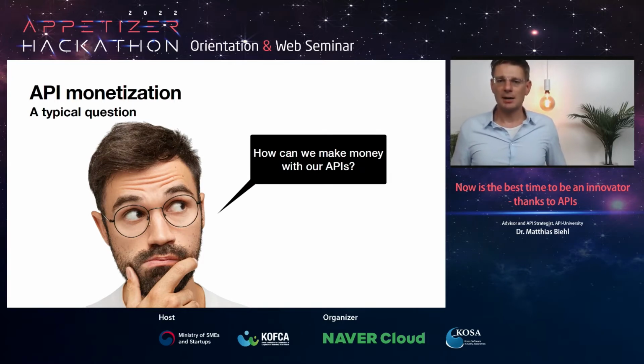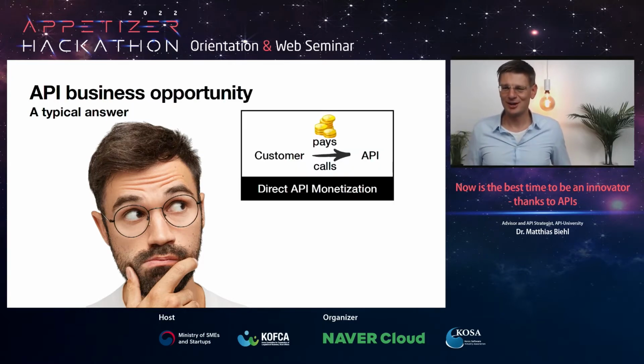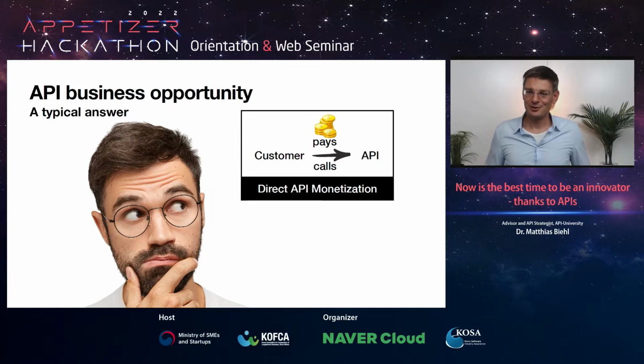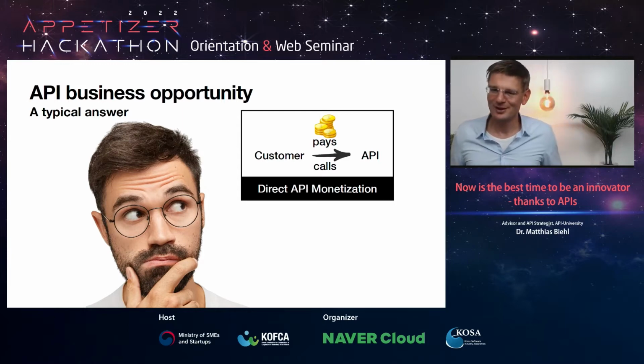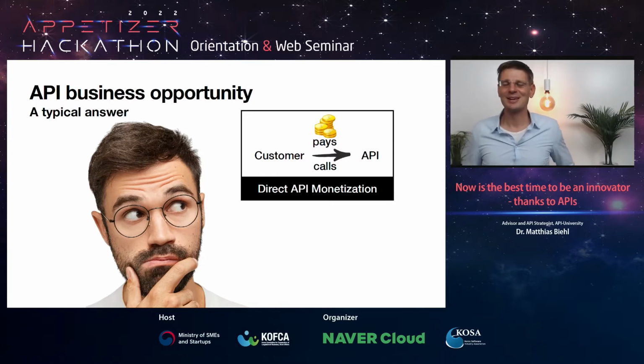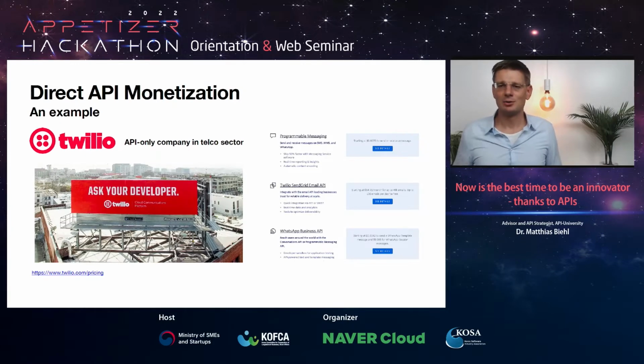You can make money in the same way as when you sell coffee. There is a customer who wants coffee, the customer calls your API, and they have to pay for the coffee, so they have to pay for the API. It's a very simple pattern. We call it direct API monetization. Whoever wants to have access to the API needs to pay for this API access. Twilio, we've heard it a couple of times, uses this direct API monetization.